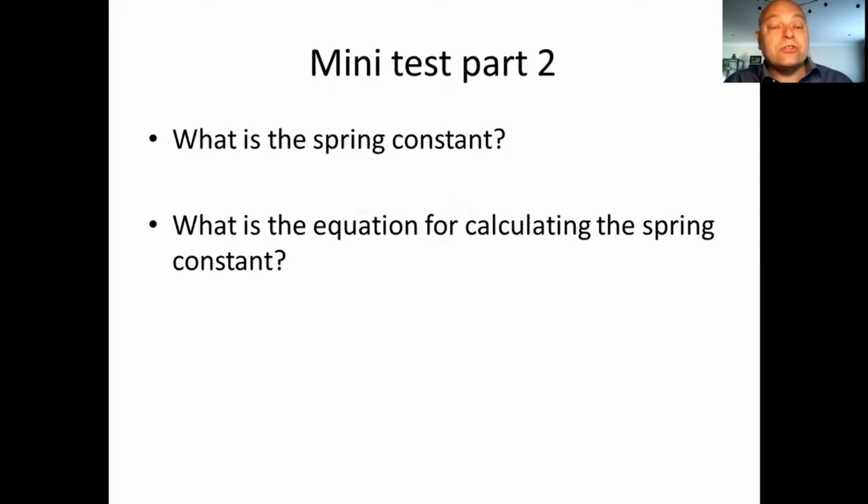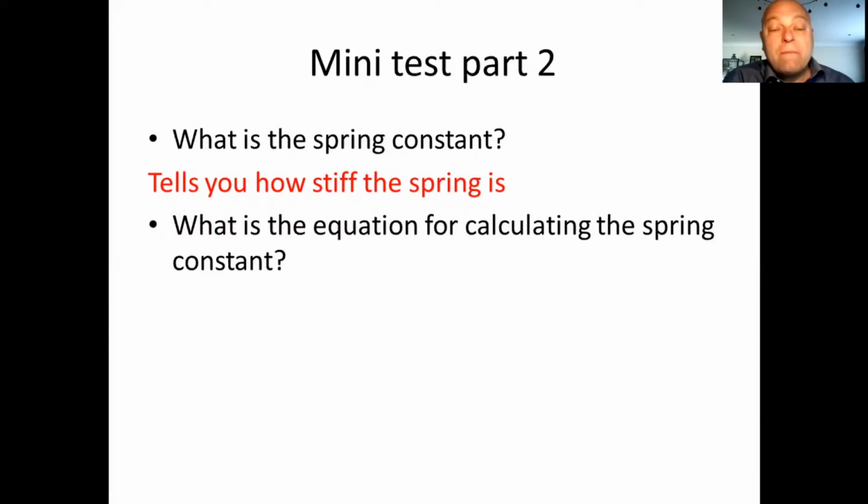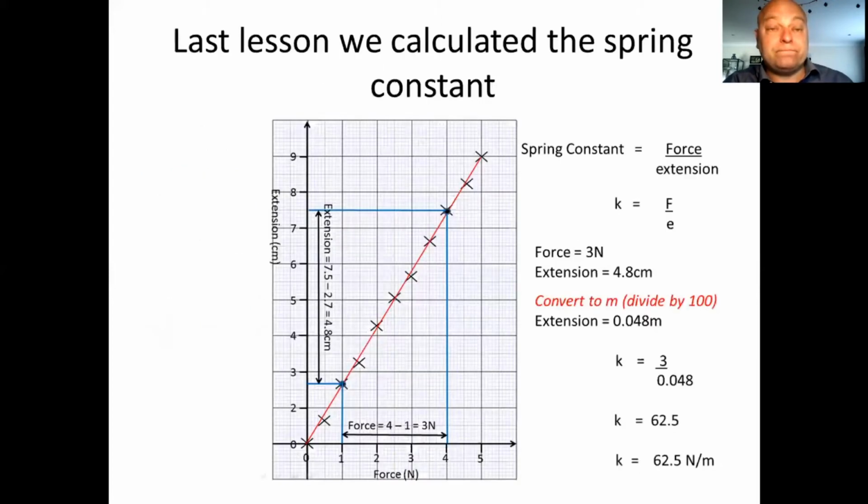What is the spring constant? Well, the spring constant tells you how stiff the spring is. The stiffer the spring, the harder it is to stretch or squash, the higher the spring constant. And what is the equation for calculating the spring constant? You'll remember doing this last lesson on the graph. It is either F equals KE, F for force, K for spring constant, E for extension, or K equals F divided by E. You got those right? Well done.